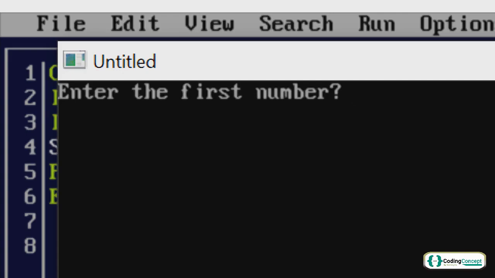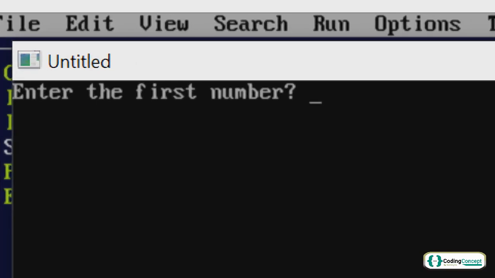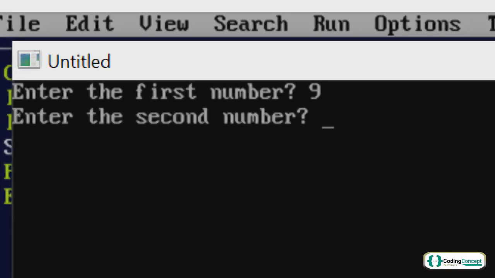As you can see, what is written: enter the first number. As I have already told, we can find the sum of any two numbers with the help of this program. So that's why the computer asks the user or the programmer for the first data, enter the first number. Suppose I am entering 9. Now when I enter 9, another message comes: enter the second number. The computer wants the second data, suppose 7. Now press enter. As you can see, we are getting the sum equal to 16.